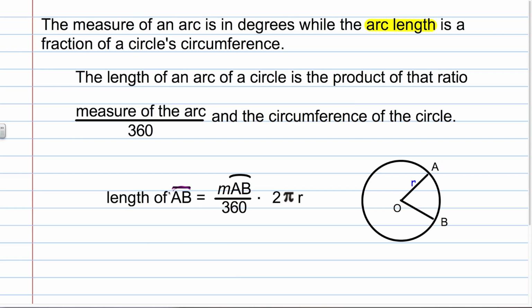So the length of arc AB in this diagram is going to be equal to the measure of this arc in degrees over 360, times 2 times pi times r, the radius. This is the circumference formula. So we multiply the fraction of the circle that we're calculating in degrees, and we multiply that by the circumference formula. We're going to see an example of this coming up next.